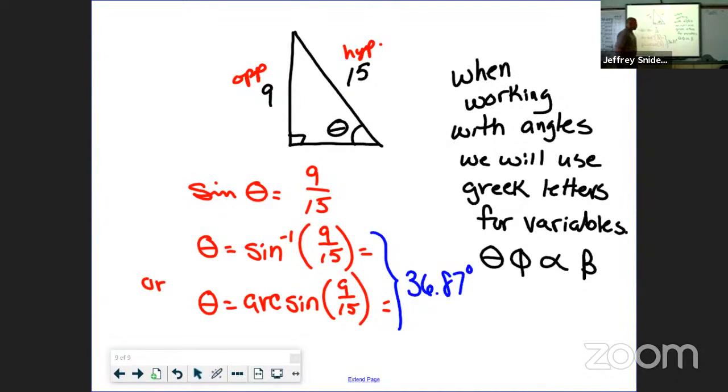All right. And then if I wanted the other missing angle, what's true about these two angles? They add up to 90. They're complementary. Okay? They're complementary. So you can just say, oh, 180 minus 36.87, boom, I get this angle then. Okay? Does this look familiar?